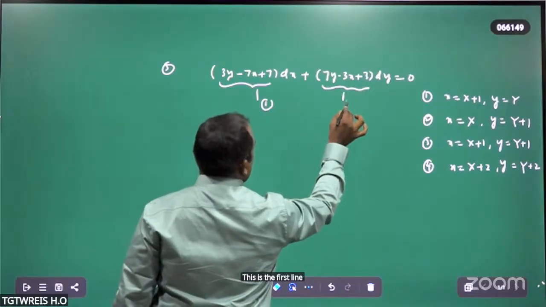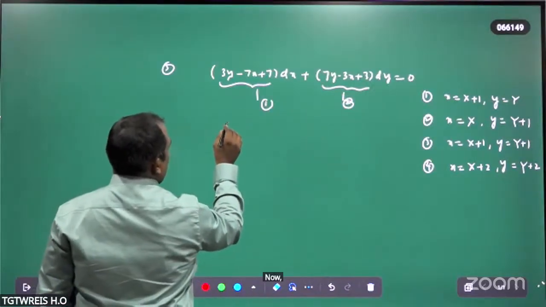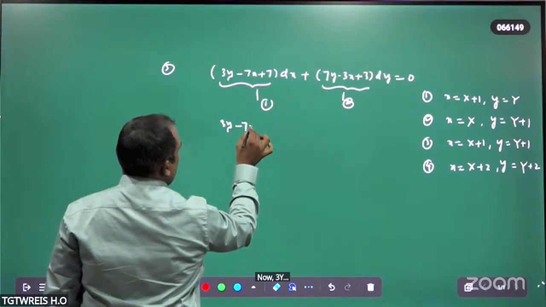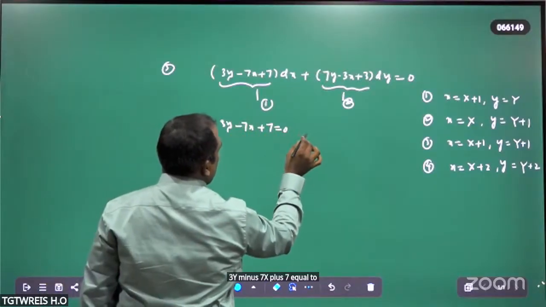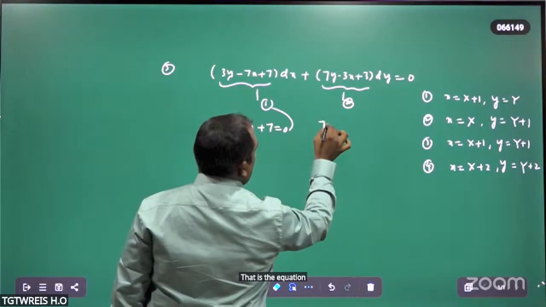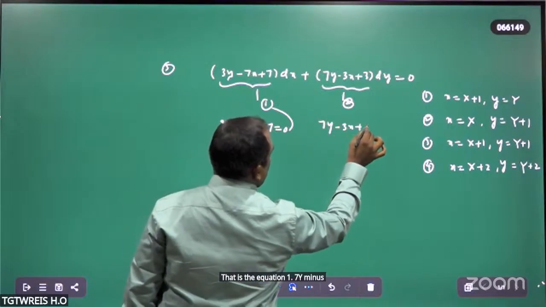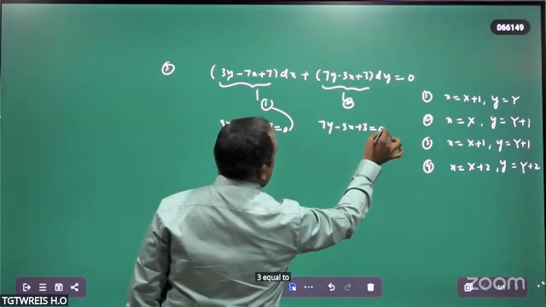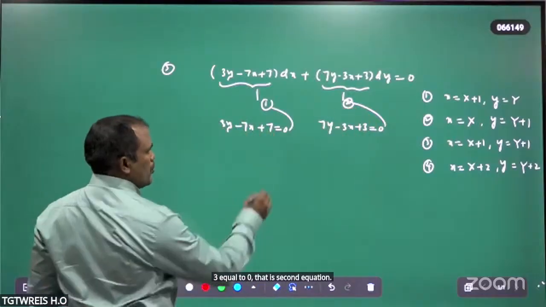This is the second line. Okay. Now, 3y minus 7x plus 7 equal to 0. That is equation 1. 7y minus 3x plus 3 equal to 0. That is the second equation. Now what working rule should we take?